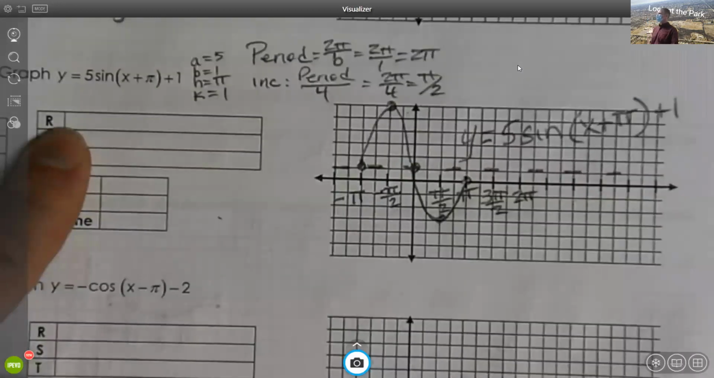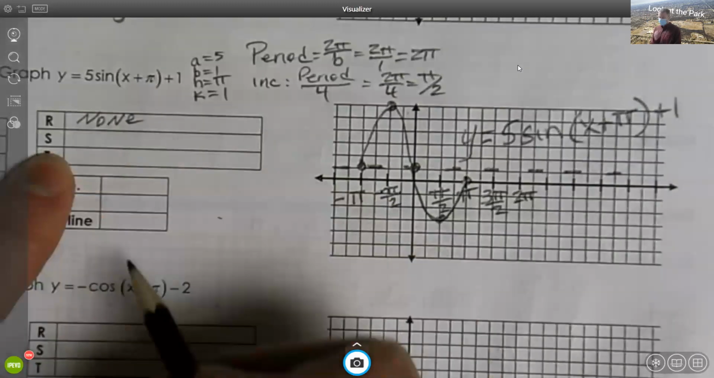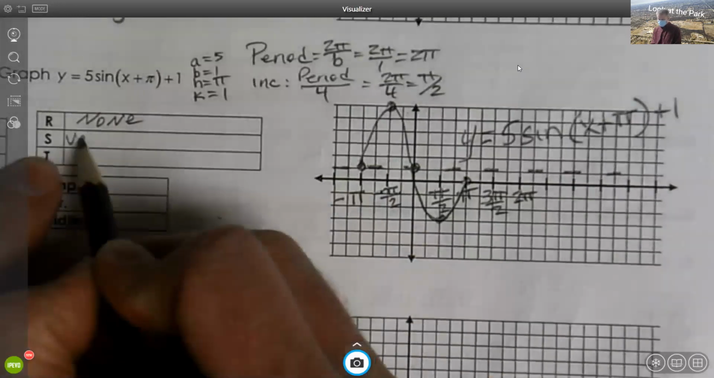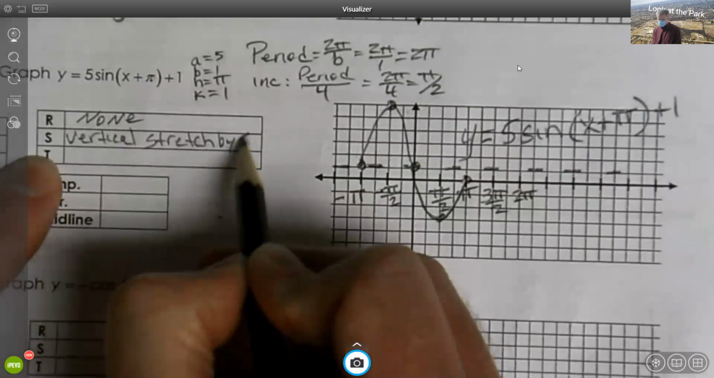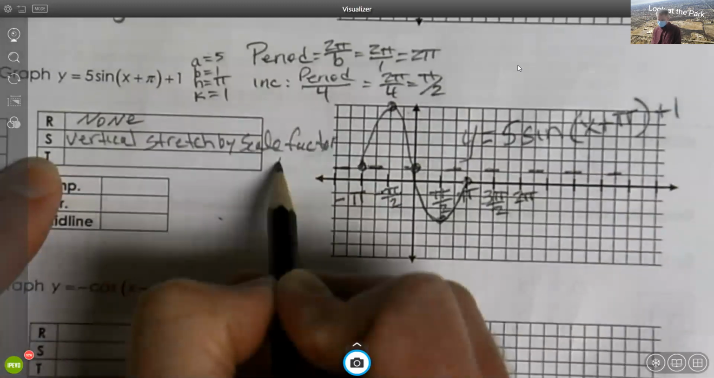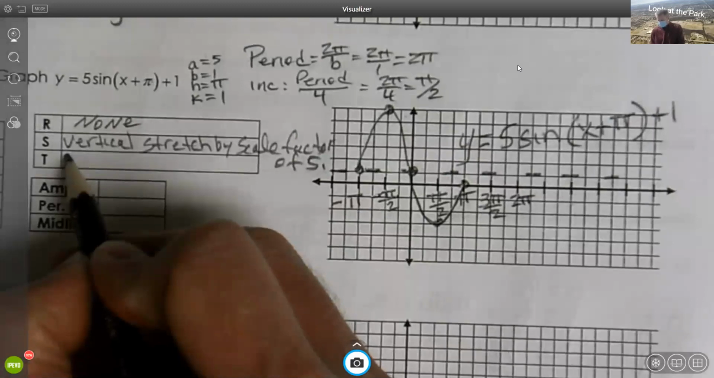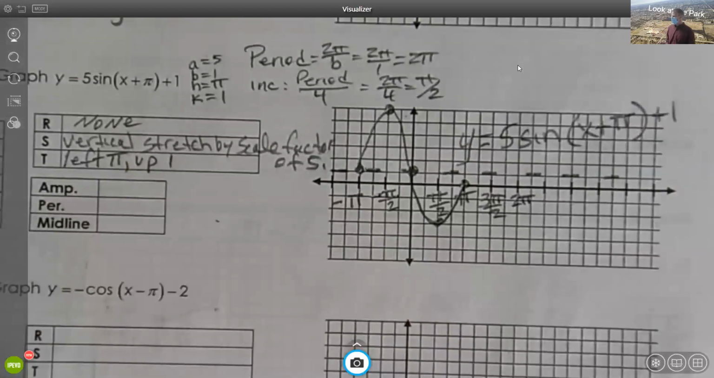Did we have a reflection? Was there a negative on the a value? None. There was no reflection. Was there a stretch or a shrink? All right, there was a vertical stretch by scale factor of 5. We vertically stretched it. We did not have any horizontal stretches involved. The translation was pi left and 1 unit up. Left pi, up 1. That was the translation.